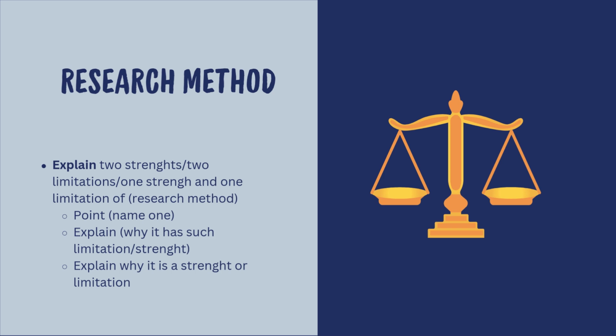And then you have to explain why it is a strength or a limitation. So you would say, this is a strength because, or this is a limitation because. Make it really obvious to the examiner that you're following the structure. And then you would repeat with the other strength or other limitation. So you would get a mark for each of these, and 6 marks in total because you repeat twice.